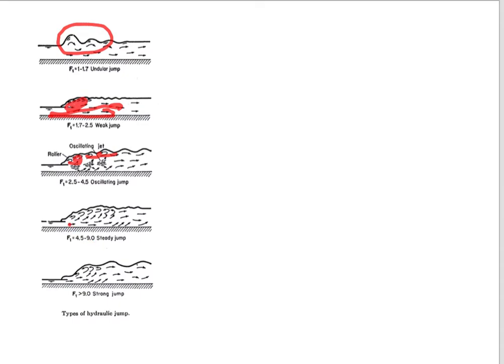Steady jump means that the shape of the jump is quite predictable. It stays at a certain height and so on. And then more than 9.0, it might be a very strong jump, meaning the height is quite predictable, but it comes with a severe wave, something like that. So this is what we call the hydraulic jump.